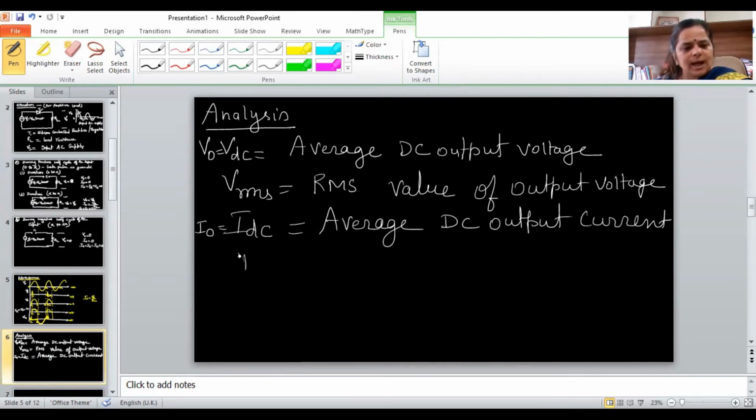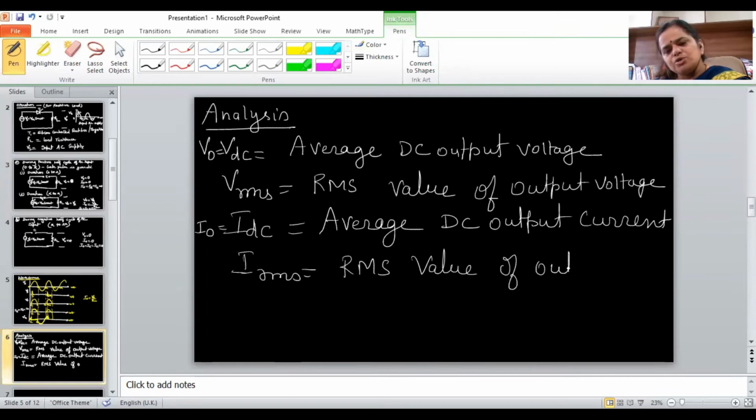And IRMS is nothing but the RMS value of output current. So these four parameters I am going to calculate in the analysis part.